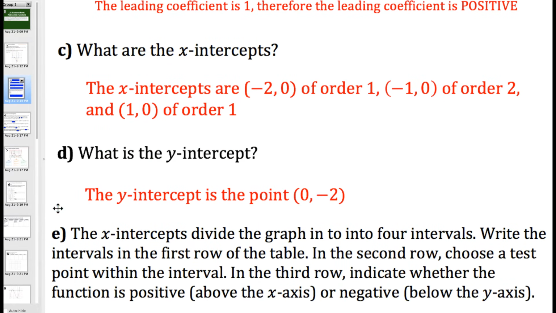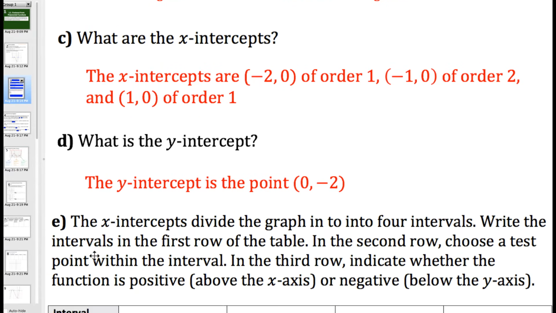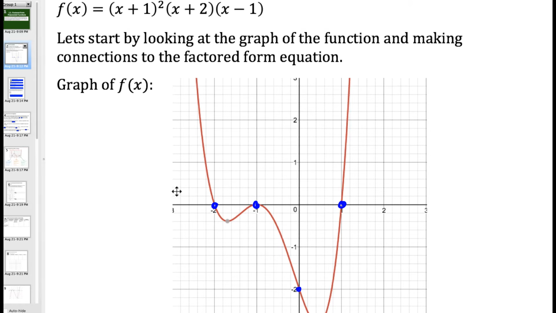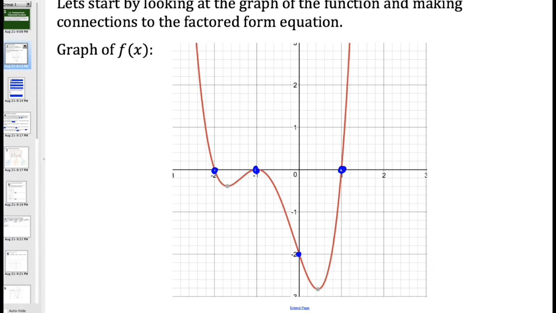So the y-intercept is the point (0, -2). Now I want to look at what happens around the x-intercepts that we found, the x-intercepts of -2, -1, and 1. So what we're going to do is divide the graph up into 4 sections using those x-intercepts as dividing points. Let me go back to this graph and draw some vertical lines through the x-intercepts.